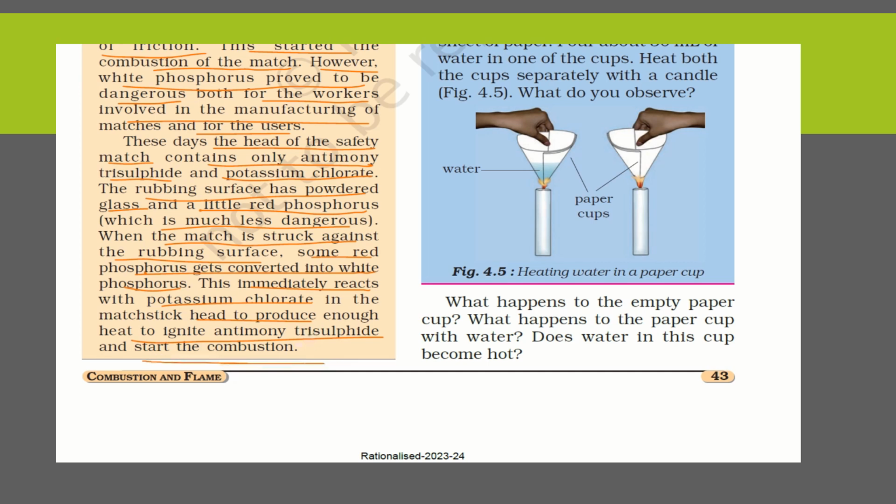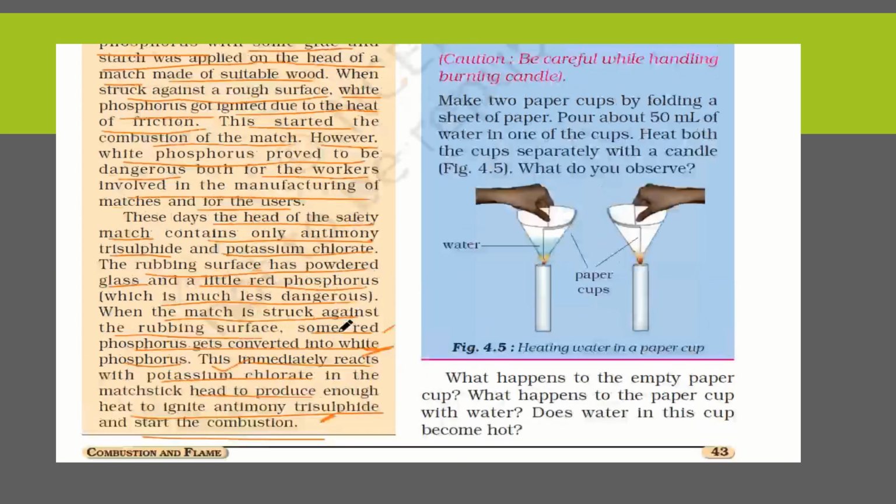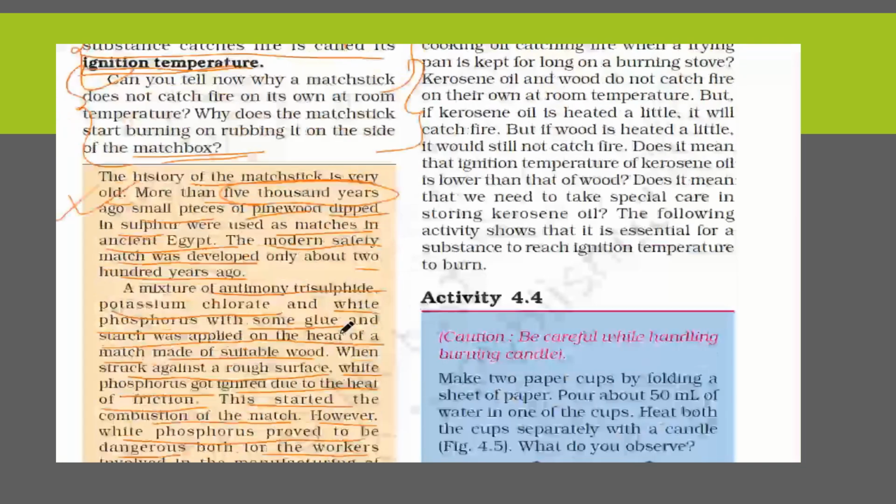Okay, so immediately after rubbing, what is happening when the matchstick is struck against the rubbing surface? Some red phosphorus is converted to white phosphorus, and it immediately reacts with potassium chloride in the matchstick head to ignite the antimony trisulfide and start combustion. Is it clear? So this is the history. Just go through it, just read it.